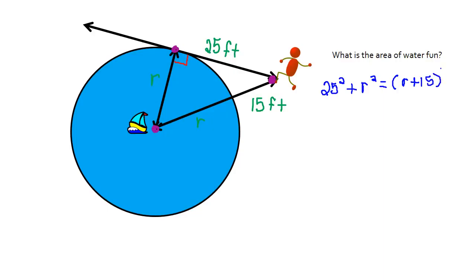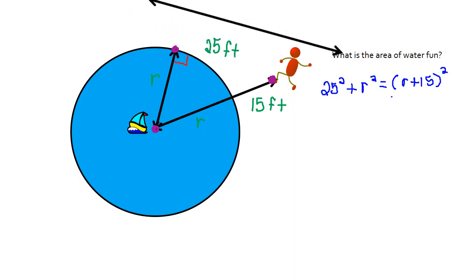And we square that. Do be very careful here because the binomial r plus 15 is actually a parentheses squared. So it's actually r plus 15 times r plus 15, the binomial squared. 25 squared is 625 plus the r squared.